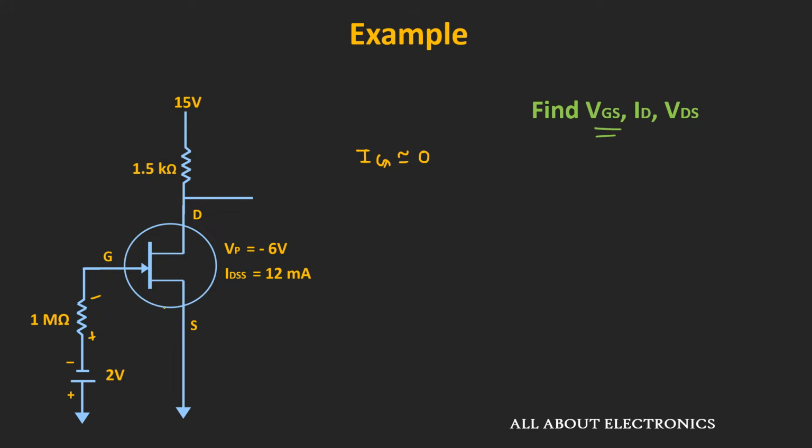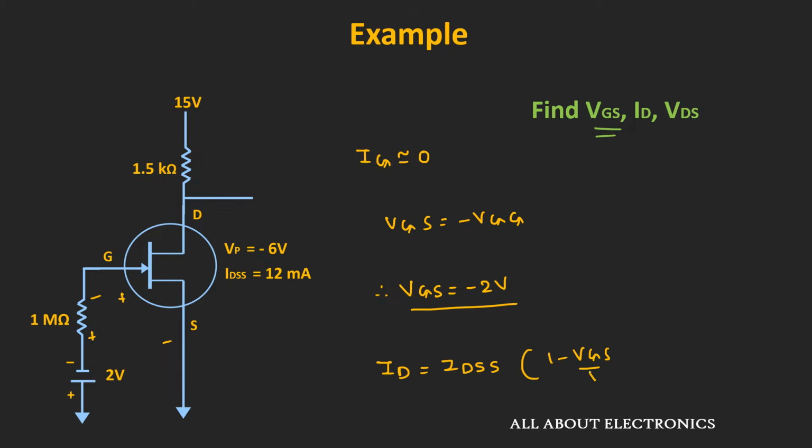So considering this point, we can say that the voltage VGS will be equal to minus VGG. And here this voltage VGG is equal to 2 volt. So we can say that the voltage VGS will be equal to minus 2 volt. And once we know the value of this voltage VGS, then we can find this drain current ID by using this expression, that is ID is equal to IDSS times (1 minus VGS divided by VP) whole square, provided the given circuit is operating in the saturation region.